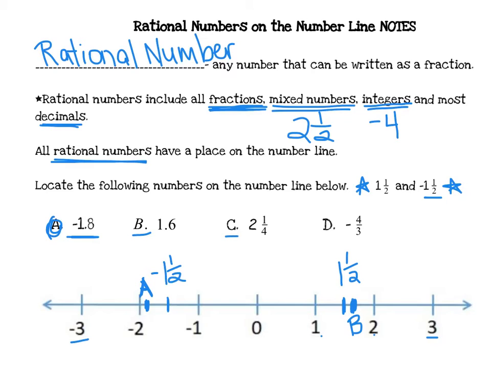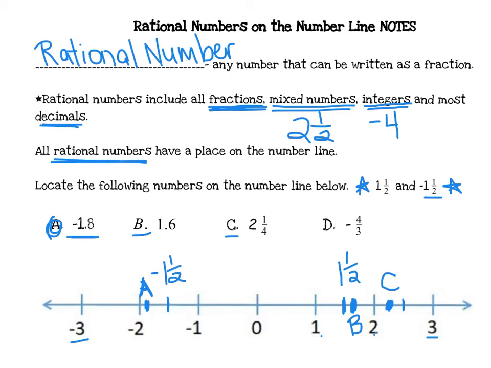Okay, moving on, point C is at 2 and 1/4. So 2 and 1/4, that's going to go between 2 and 3. I'm going to mark where the halfway point is because that just helps me to gauge where I'm at. 2 and 1/4 is going to be less than 2.5. So a little more than 2, but less than 2.5. So I'm going to make that right here and call that C.